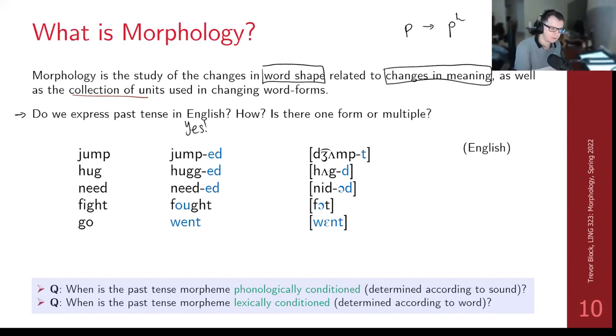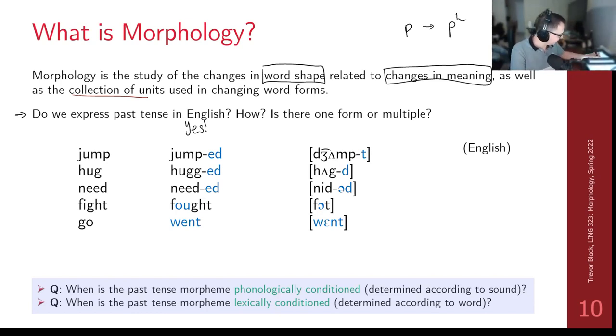Is there just one way to do it? Because in some languages, the past tense is just a word and it never changes. It always just means past. It's pronounced in one way and it appears in the same spot. But it could be like English, where actually the past tense shows itself in many different ways. So here are five ways that the past tense shows up in English.